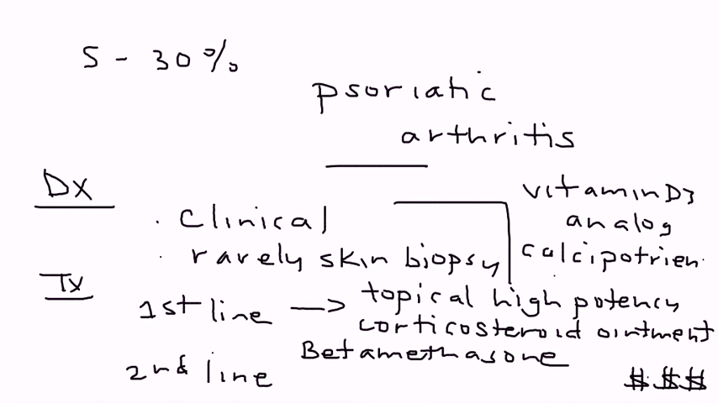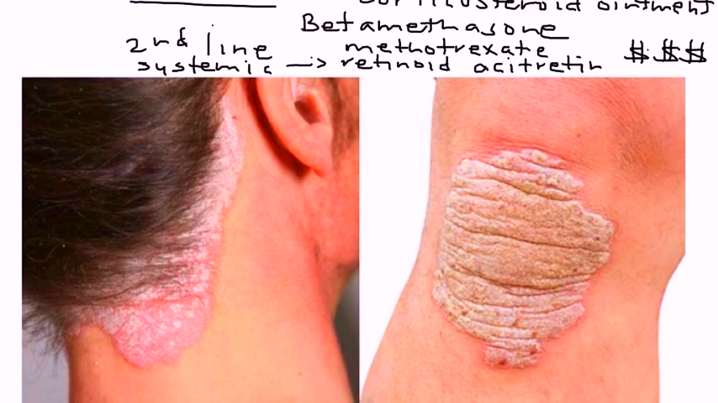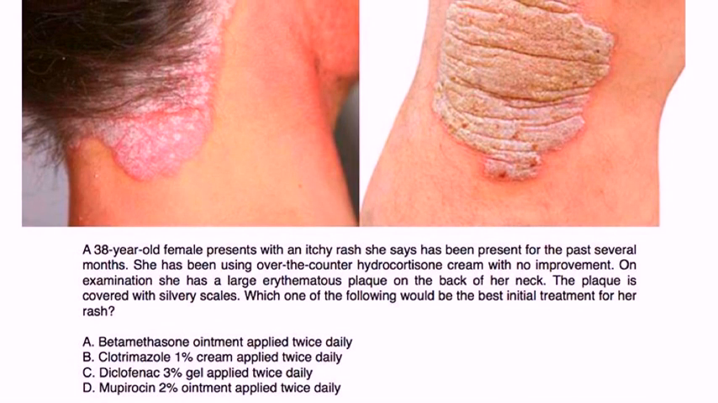Now, in terms of second line, it gets a little bit more serious, because second line, if first line has not worked, are systemic oral medications, and they include methotrexate and also a retinoid medication known as acitretin. But again, there are more side effects involved, so hopefully the first line will work. So now let's take a look at a few vignettes and see what this looks like.